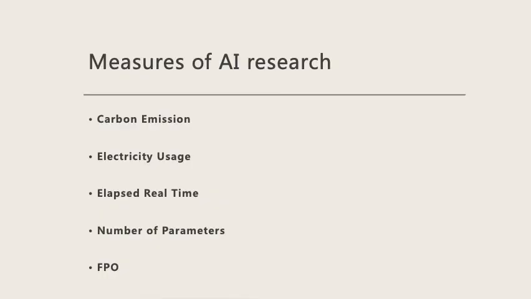Now allow me to introduce to you the measures of AI research. AI research can be computationally expensive and harmful to the environment in a number of ways, but it provides opportunities for efficient improvements. Here, this article reviews several measures of AI research that could be reported and optimized, and advocates one particular measure, FPO, which should be reported when AI research findings are published. These measures include carbon emission. Carbon emission is appealing as it is a quantity we want to directly minimize. Electricity usage. Electricity usage is correlated with carbon emission while being time and location dependent.